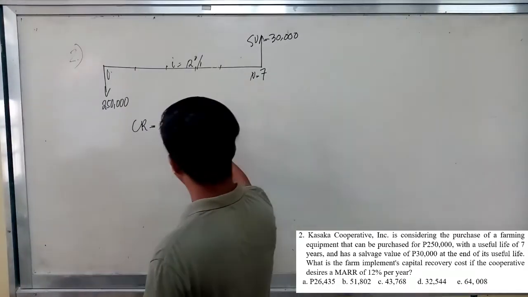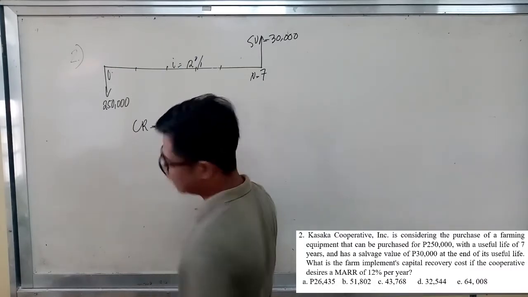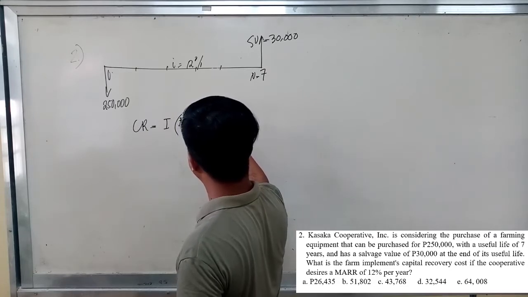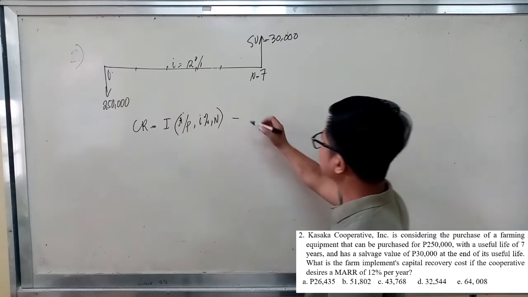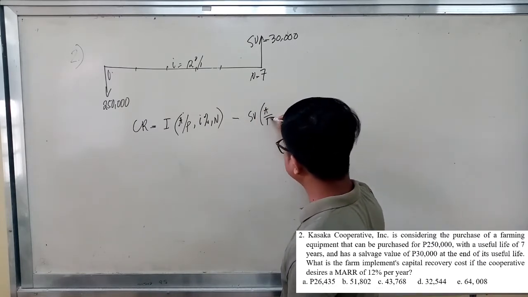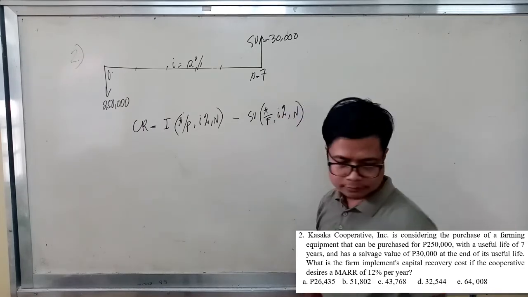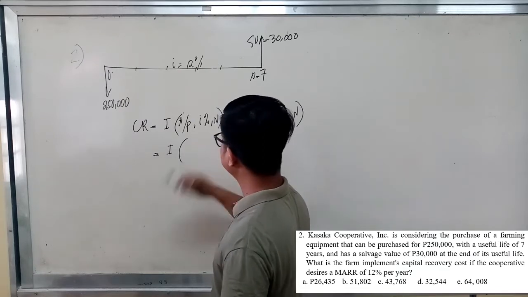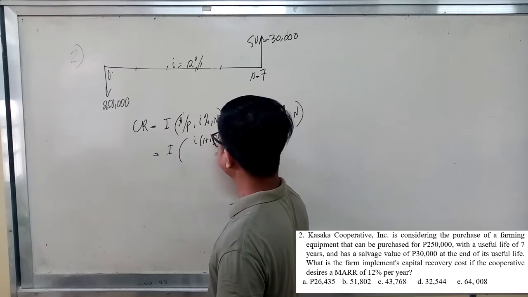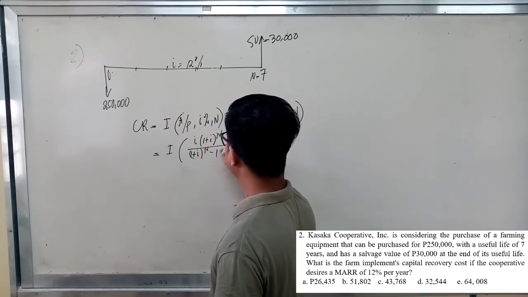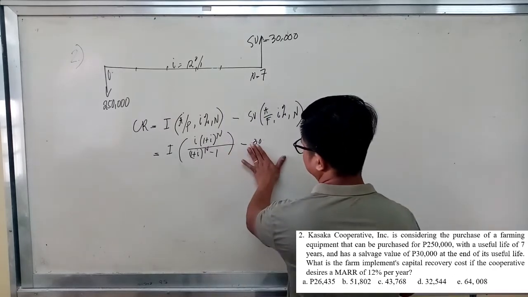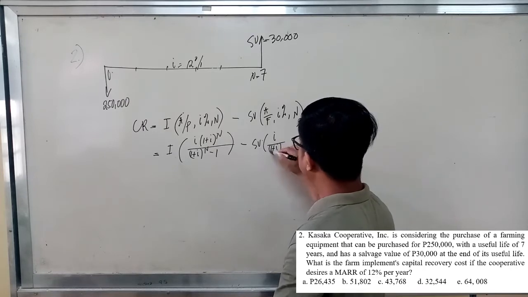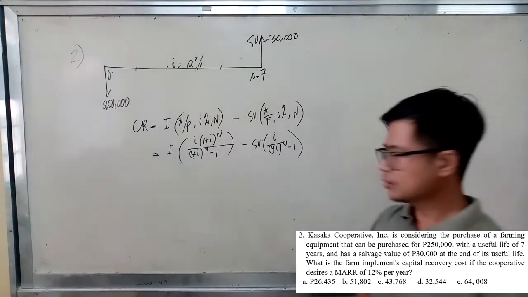Now, diretso na natin sa formula. So finding A given P. So draw it first in equation muna tayo. So finding A given P with I% interest N years minus the salvage value, finding A given F, I% N. Writing in equation formula: I(1+I)^N divided by (1+I)^N less 1, minus 30,000 salvage value, finding A given F, I divided by (1+I)^N less 1.